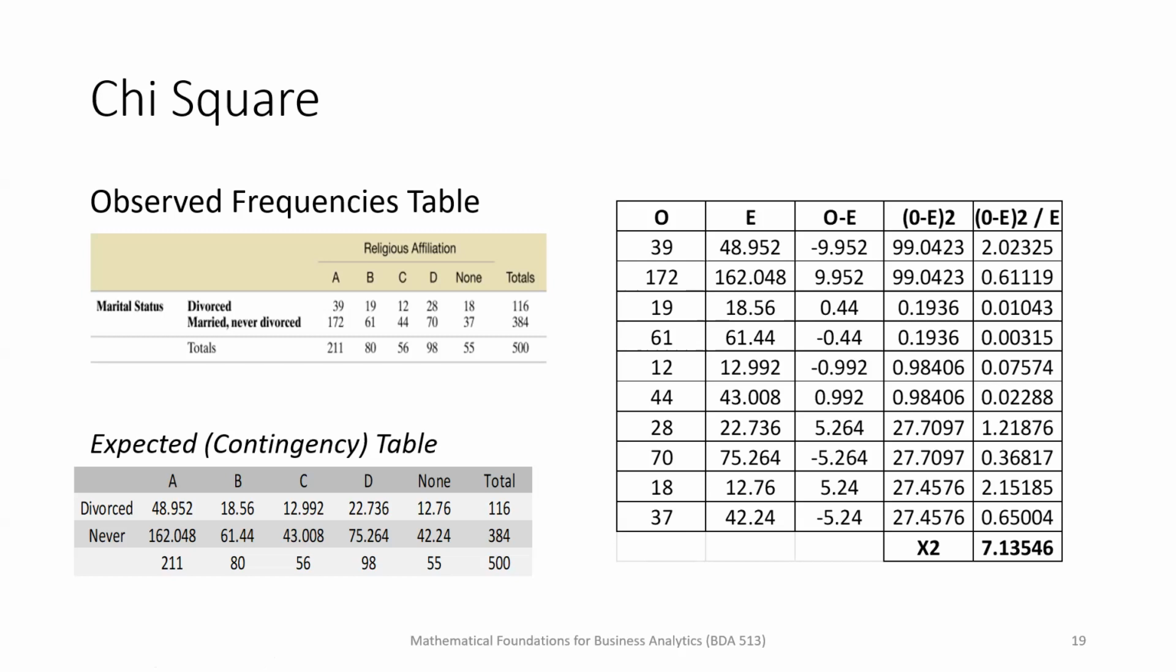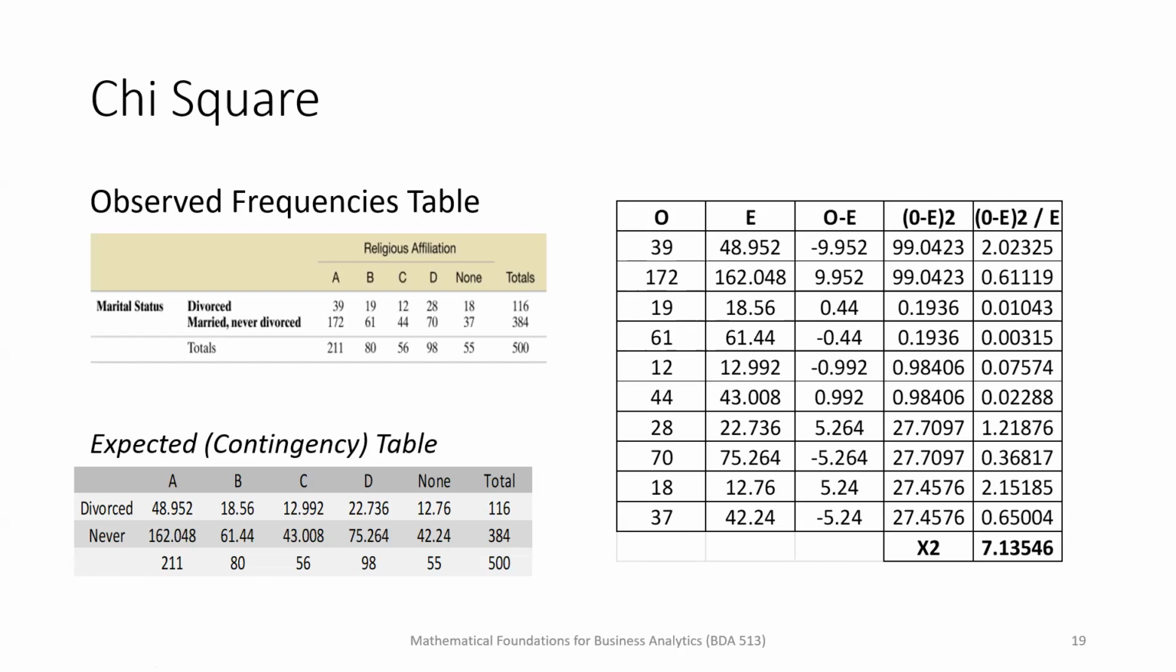How many rows do we have? 2. Okay, so rows 2. Columns or rows? Column. Okay. So the rows are 2. That's divorced and then never divorced. And then the religious affiliations are 5. So 2 rows, 5 columns.